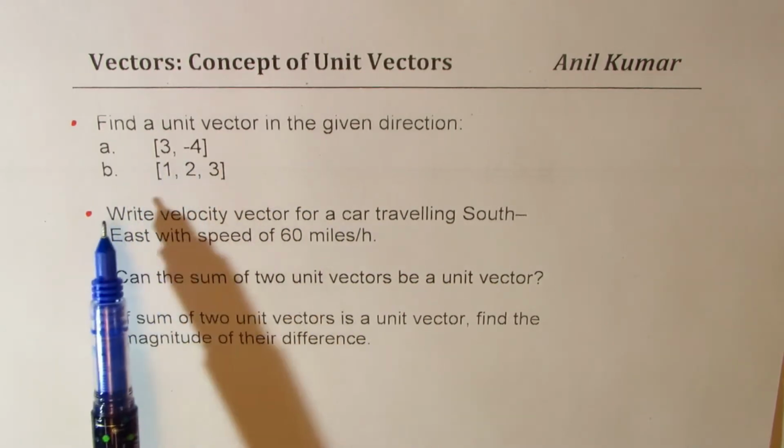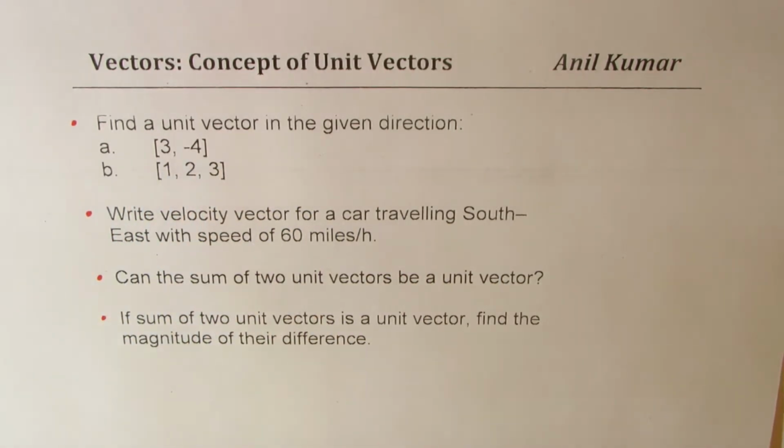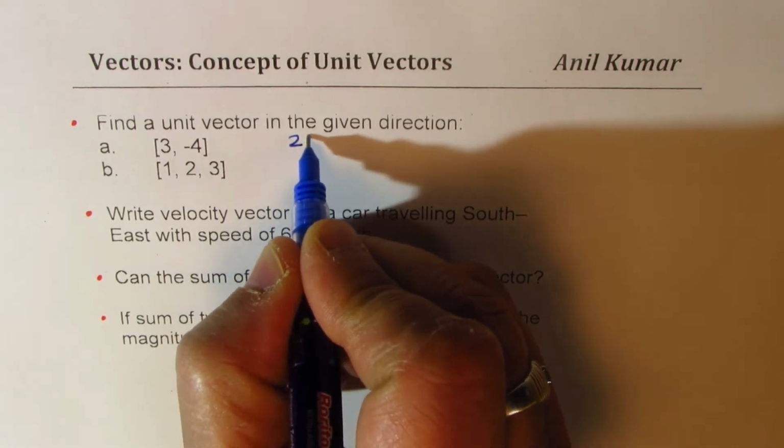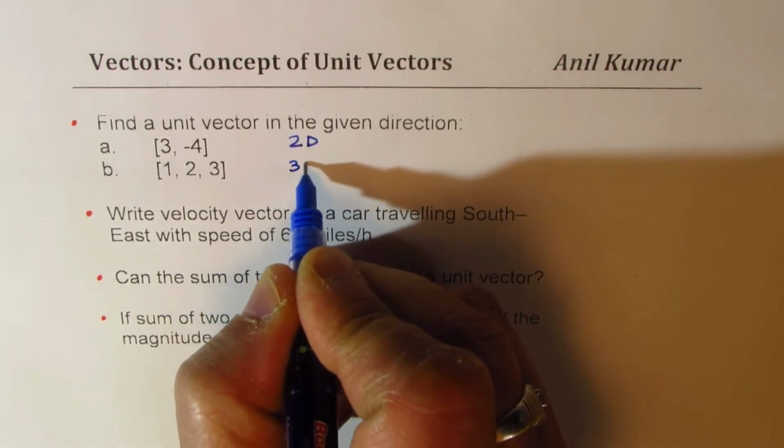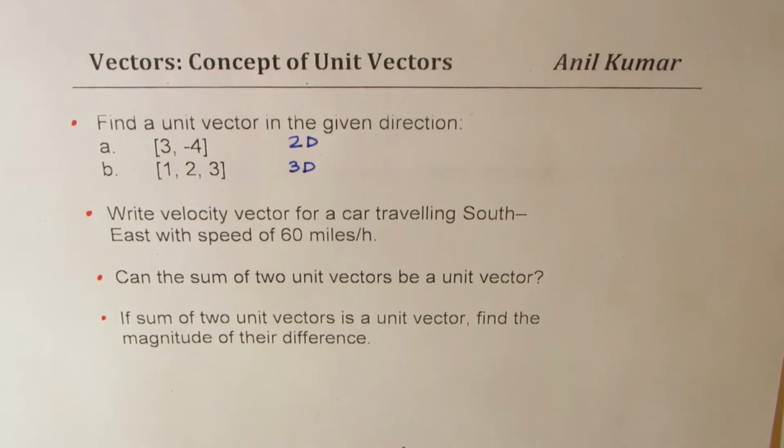A, 3, minus 4. B, 1, 2, 3. So we have taken a case which is 2D and a case which is in R3, 3D. Question number 2 is, write the velocity vector for a car traveling southeast with a speed of 60 miles per hour. In this case also, we'll first find a unit vector in the given direction and then multiply it by 60 to get the velocity vector in that direction of magnitude 60 miles per hour.